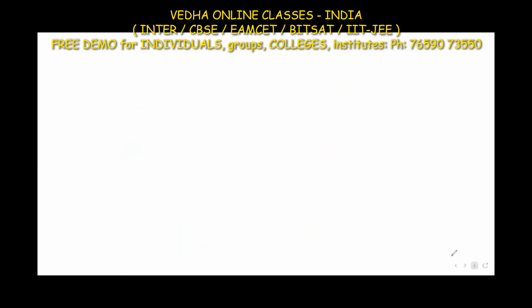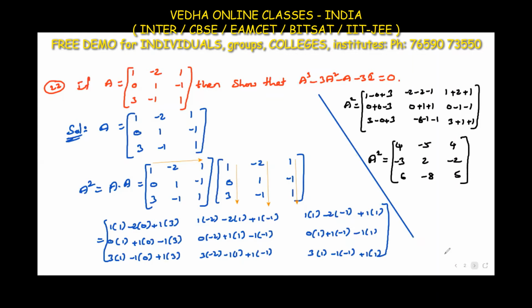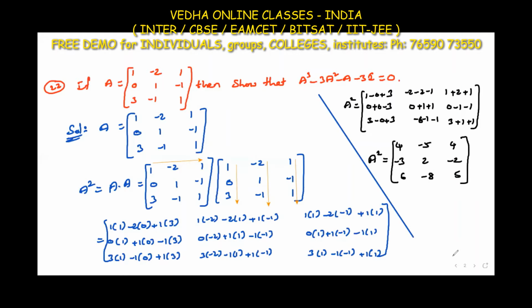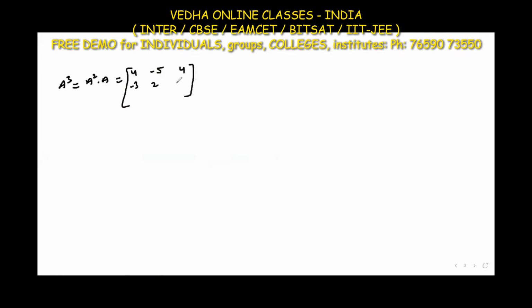Okay, so here the A cube matrix is equal to the A square matrix into A, that is [4, -5, 4; -3, 2, -2; 6, -8, 5] multiplied by [1, -2, 1; 0, 1, -1; 3, -1, 1].